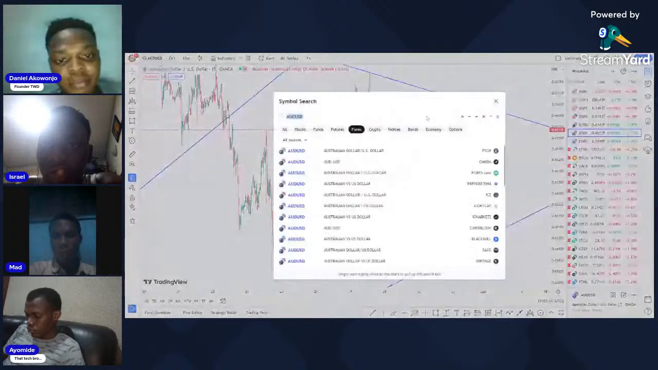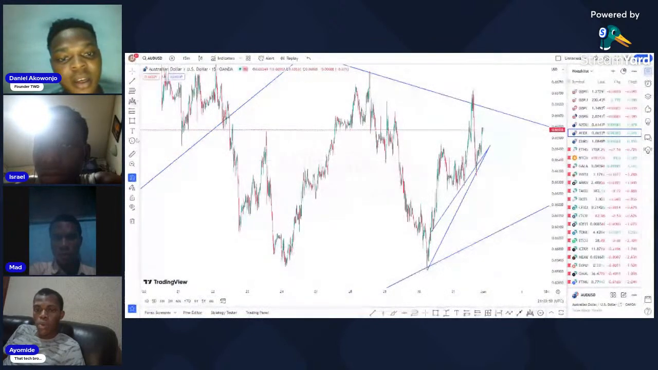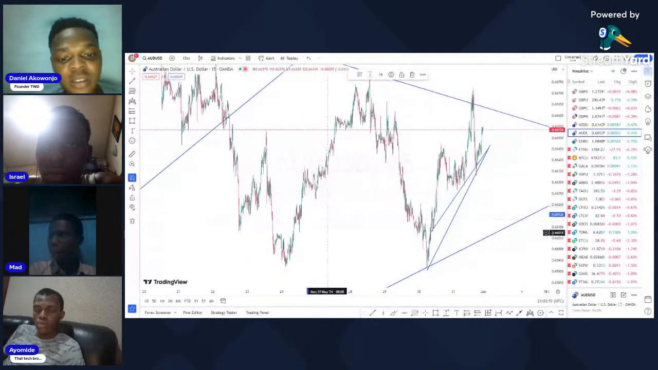If you look at my screen now, you will see something like AUD/USD, right? So I just want to click on AUD/USD. Now let's quickly type this on the screen. AUD.